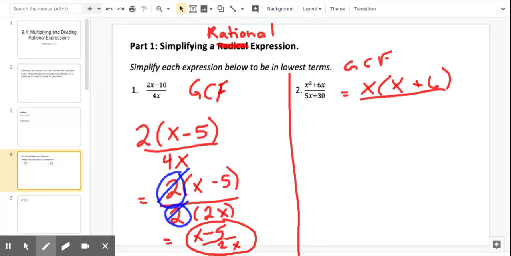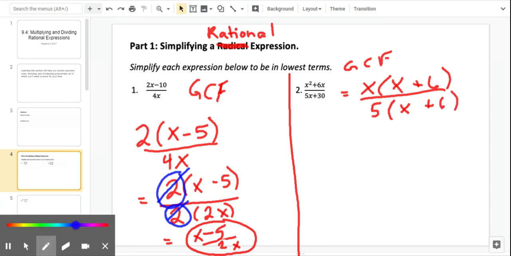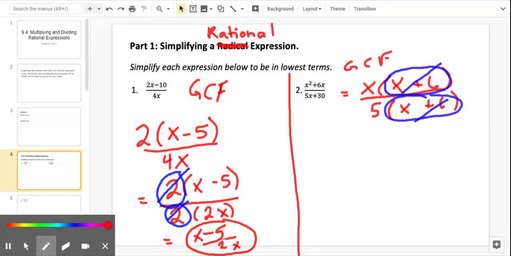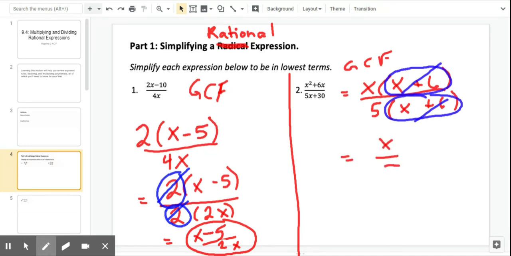5 goes into both of those, so let's take out a 5 and see what happens. If we take out a 5, we're left with x. And if you take a 5 out of 30, you're left with 6. So this time, we did end up with a common factor, x plus 6 and x plus 6, so we can cancel those out. And what we're left with here is x over 5.